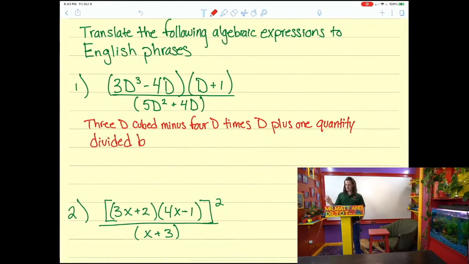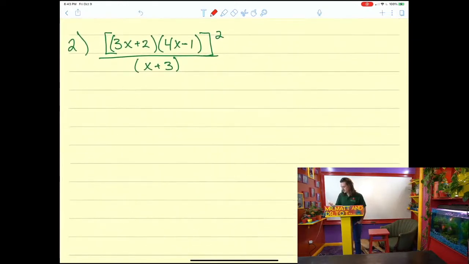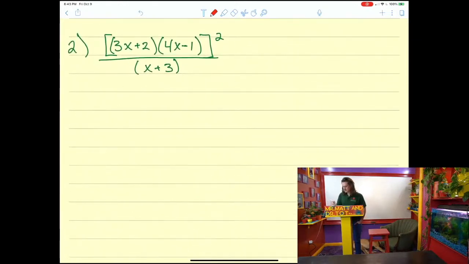Last one, we could describe this guy as 3x plus 2 times 4x minus 1, quantity squared, all over x plus 3.